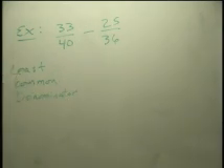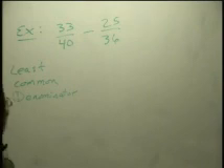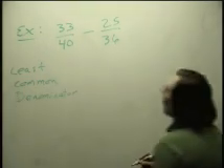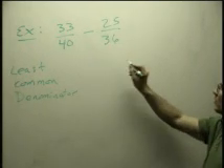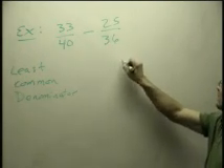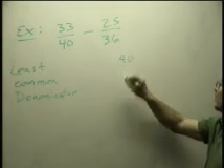Technically, I could find any common denominator, but if I get the least common denominator, then I'll have little to no simplifying to do at the end. Well, how am I going to find that? Remember, one option is to use a factor tree.